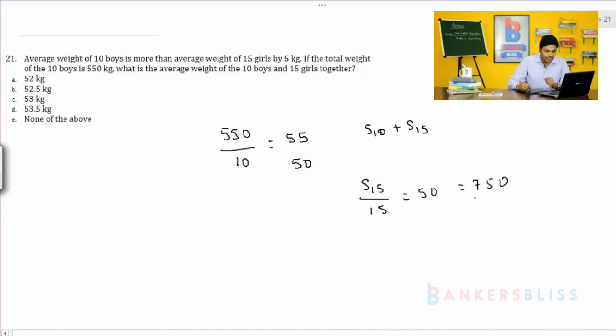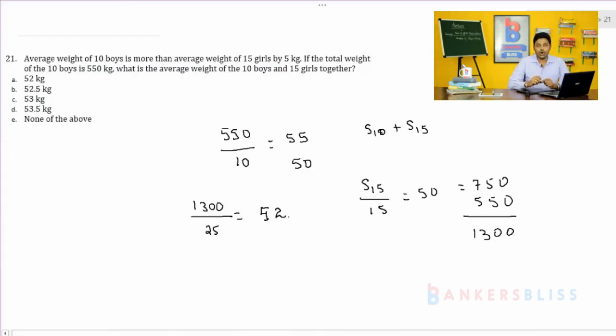So 750 plus 550, 1300 is the total weight. So 1300 divided by 10 boys and 15 girls, that is 25, which gives 25 4s are 100, 25 5s are 125, 5 carry over, 25 2s are 50. So the answer is 52 kg, option A. Option A is the right answer.